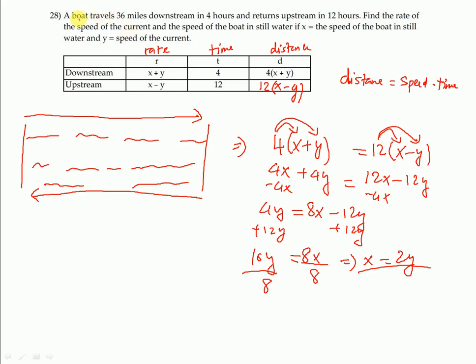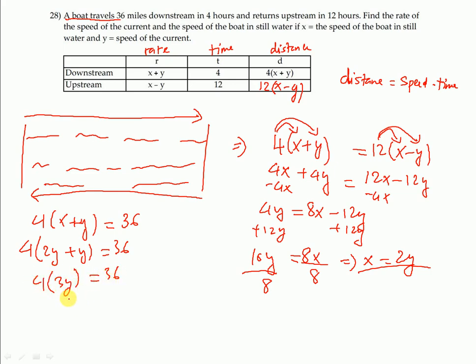And now using this information, both travel 36 miles downstream. That means the distance traveled downstream is 36 miles. So the distance of downstream here, 4 times x plus y, should be equal to 36, right? And again here, x, I can rewrite as 2y. So everywhere I see x, I write that as 2y. So 4 times 2y plus y equal 36. That is 3y times 4 equal 36. 4 times 3 is 12y equal 36. Divide both sides by 12. I got y equal 3.